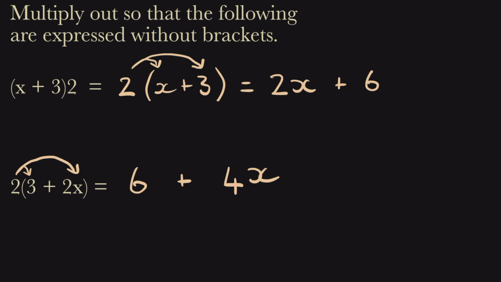Let's just take a moment to look at what we've done here. So we had 2 multiplied by everything inside the brackets, which was 3 and 2x. So we had 2 times 3, and 2 times 2x, which gave us a total of 6 plus 4x.